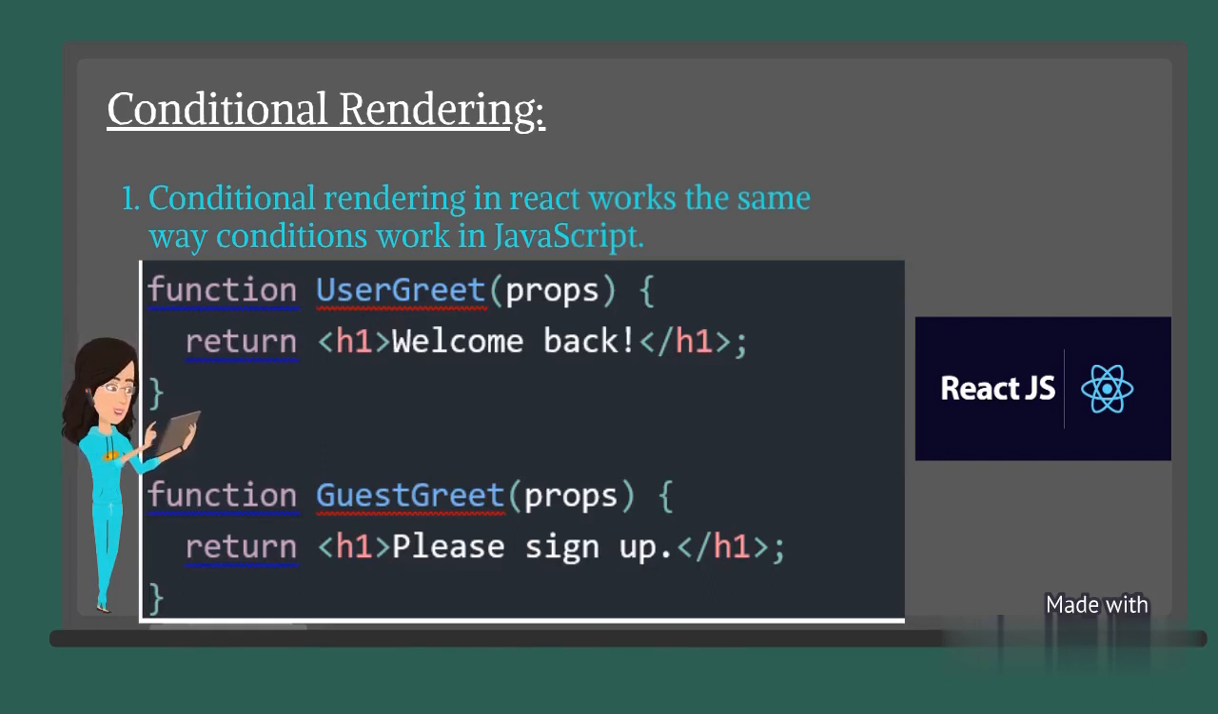Now consider these 2 components. See on the screen, there is an example. So there are 2 functions. The first function I create is UserGreet, with props, and it returns an h1 tag: welcome back. The other one is function GuestGreet, and here also props, and what I return is an h1 tag: please sign up. So here what is happening is we will create a Greeting component that displays either of these components depending on whether a user is logged in or logged out.